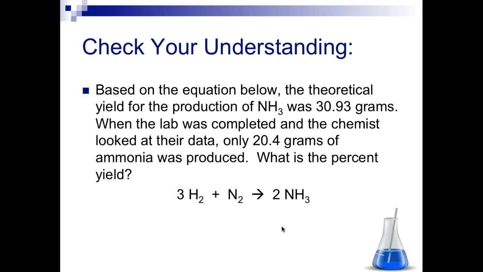Okay? So check your understanding. Based on the equation below, the theoretical yield for the product of NH3 was 30.93 grams. When the lab was completed, the chemist looked at the data, and only 20.4 grams of ammonia was produced. What is the percent yield? Answer this in your notes, and we'll talk about it tomorrow.